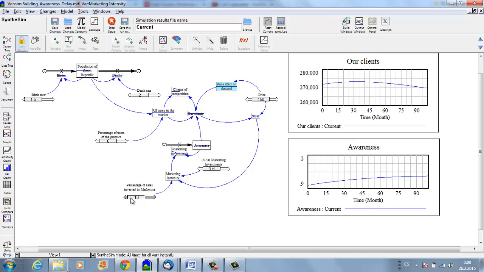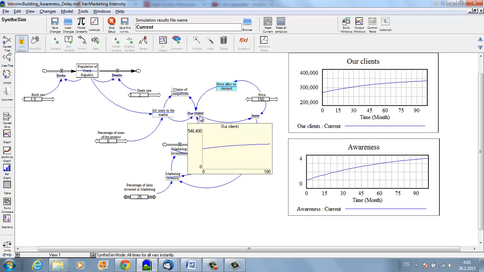Okay, so let's increase the percentage of sales. And now we see that both of these, our number of clients as well as awareness, have increased. So the more sales we invest into marketing, the more awareness we build. Let's go all the way to 25%. And we see that by investing more into marketing, we are increasing marketing intensity and increasing awareness. Okay, and now you can easily have a look that we have created a feedback loop.